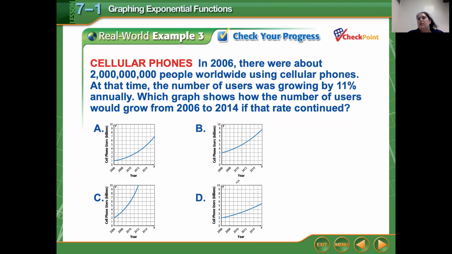All right, so go ahead and try this one. In 2006, there were about 2 billion people worldwide using cell phones. At that time, the number of users was growing by 11% annually. Which graph shows how the number of users would grow from 2006 to 2014 if the rate continued?